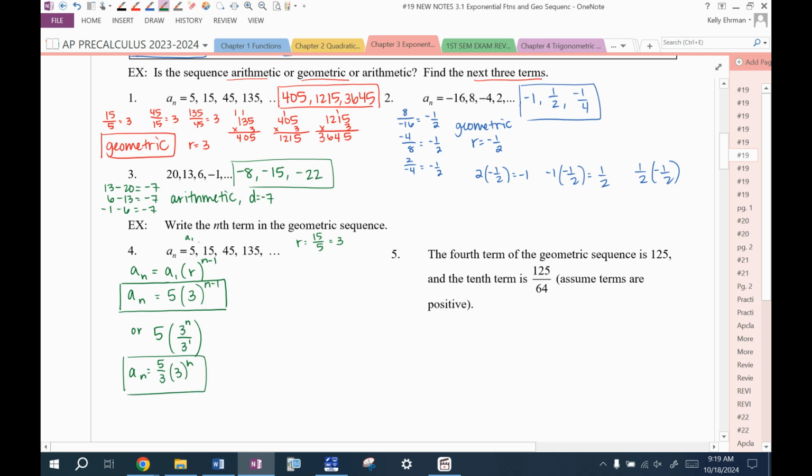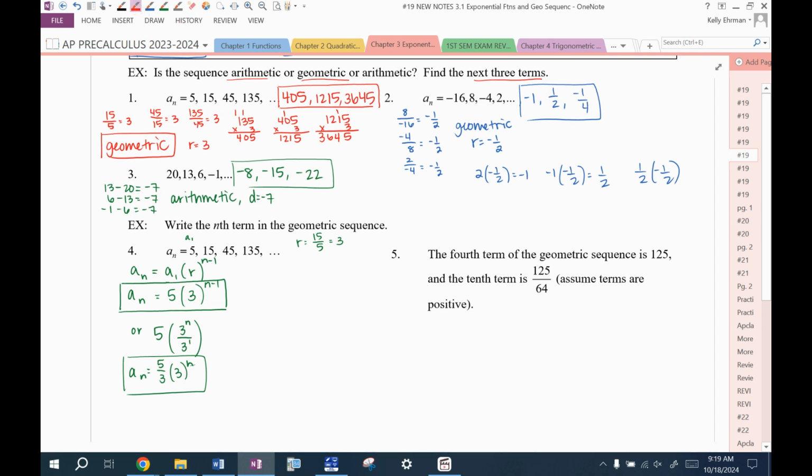And you can check your work. Do you still get 5 for the first term? So if you plug in 1, 5/3 times 3 is 5. If you plug in 2, 5/3 times 9 gives you 5 times 3, and that does give you 15. So you can check your work here too.